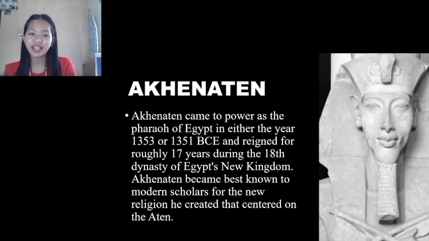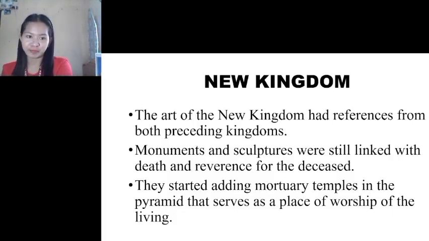Akhenaten. Akhenaten was the father of Tutankhamun. Akhenaten came to power as the pharaoh of Egypt in either the year 1353 or 1351 BCE and reigned for roughly 17 years during the 18th dynasty of Egypt's New Kingdom. Akhenaten became best known to modern scholars for the new religion he created that centered on the Aten.